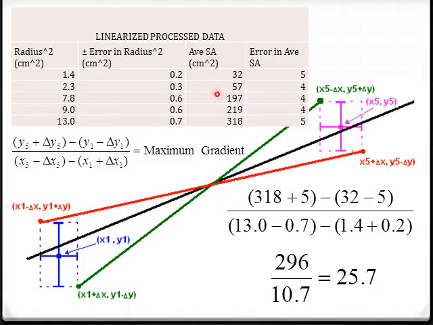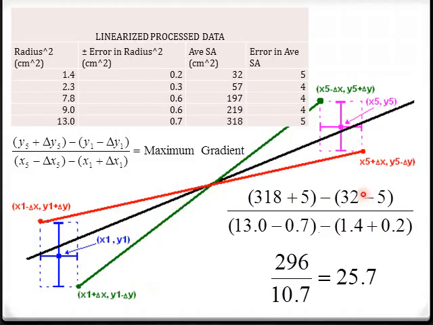So let's look for that. Where's y5? So here's your y coordinate. This is your average surface area, which is your y variable on your graph. So this is y5. Notice I plug that in. And then I'm supposed to add your delta y, so it goes up. So 318 plus 5 is the first part of this equation, the last coordinate on this line.